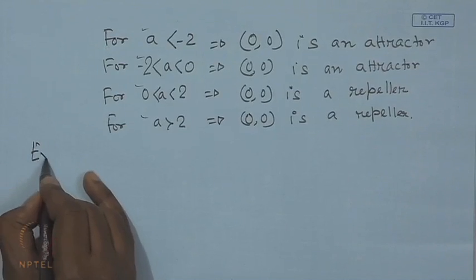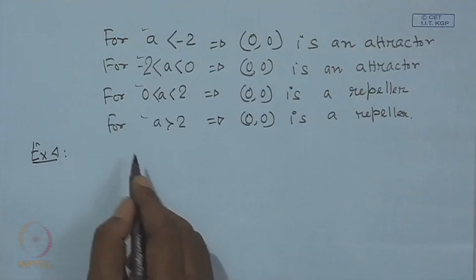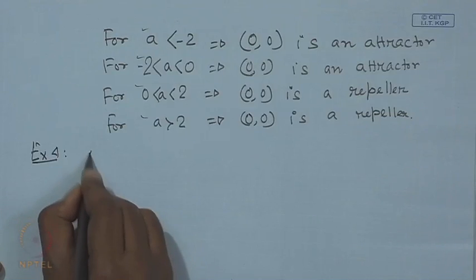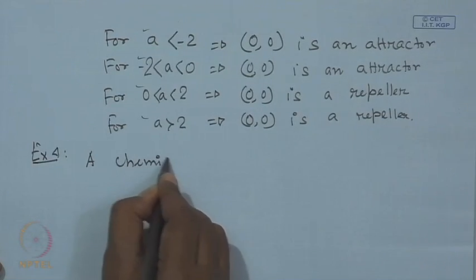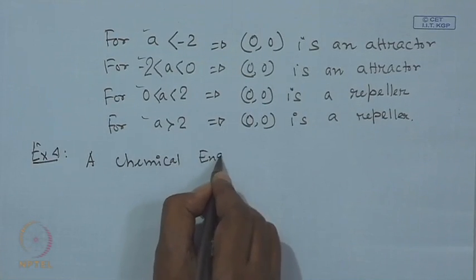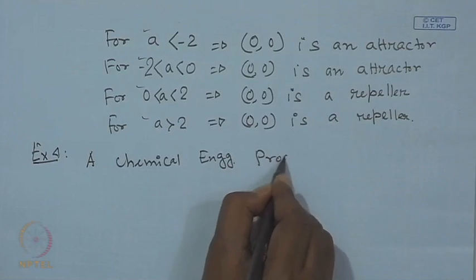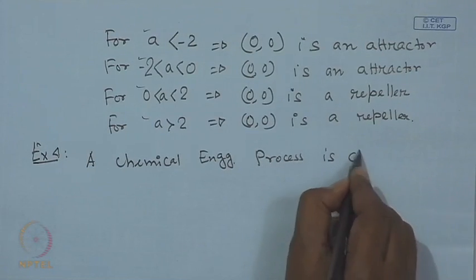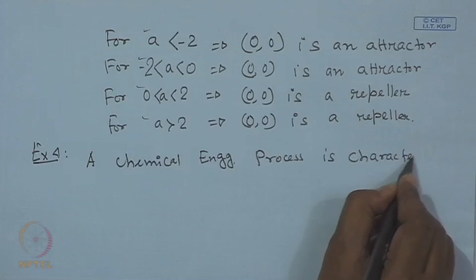Then we will move on to another example, and that will be quite an interesting example, because in this case we will not only be checking the steady state, we will be putting conditions on the parameters such that stability will be implemented or imposed. So, in this particular problem, what we are doing is a chemical engineering process, characterized by the following two ODEs.